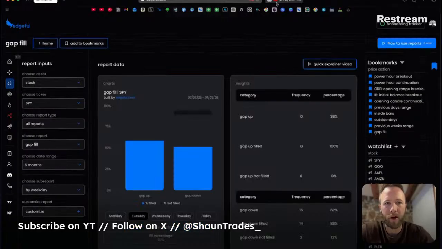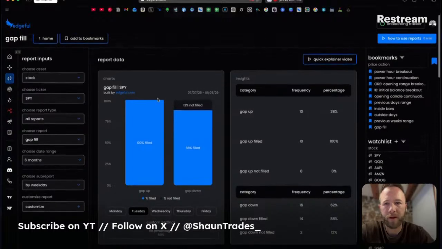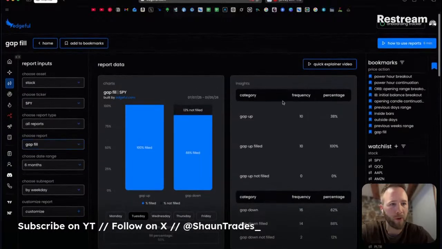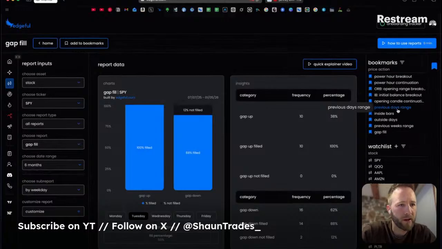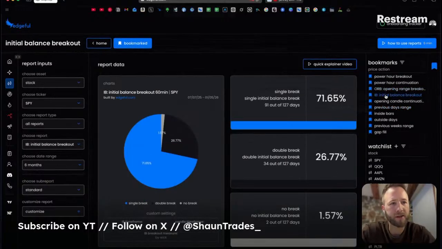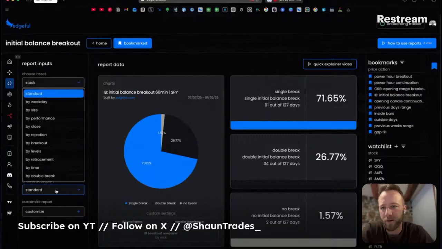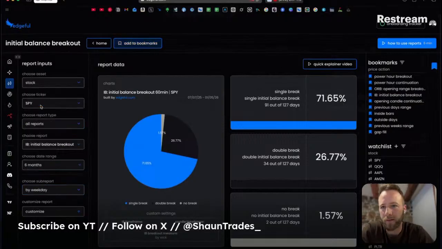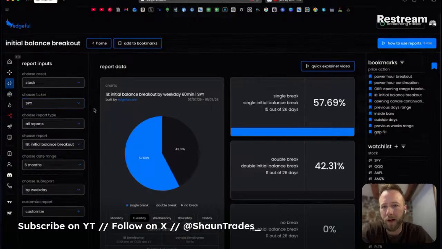Get that loaded through. Hopefully that's going through. This is the gap fill report. We don't actually want to be on this. We want to be on initial balance breakout, which is up here on the bookmarks. Of course, with the new reports, you can just bookmark anything you want, and it will just pop up in here. So you can see the last 6 months on, oh no, we have to redo the weekday. Okay, the last 6 months on every Tuesday.